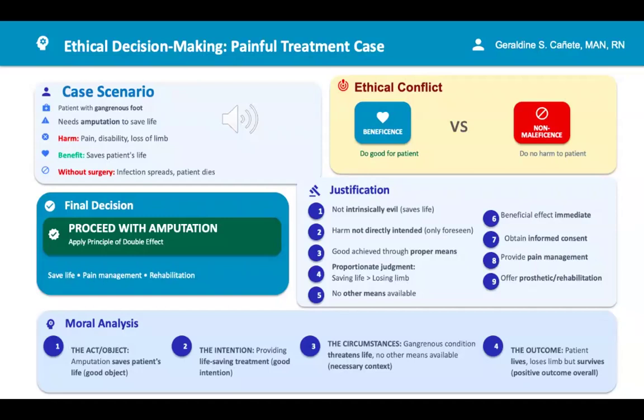Now let's break down the moral analysis using our framework, the framework that we've talked about a while ago. This is where we really dig into the ethical implications of this decision. Now, the act or the object: amputation saves the patient's life, which is a good object. The act itself is intended to achieve a positive outcome. Do you agree that saving a life is a good object?